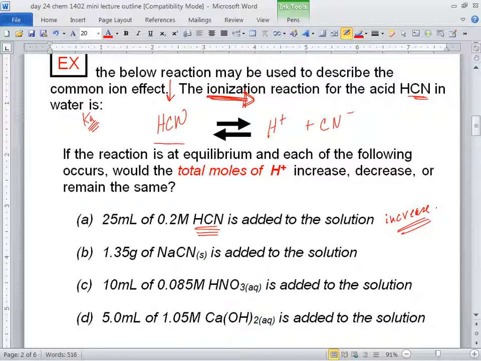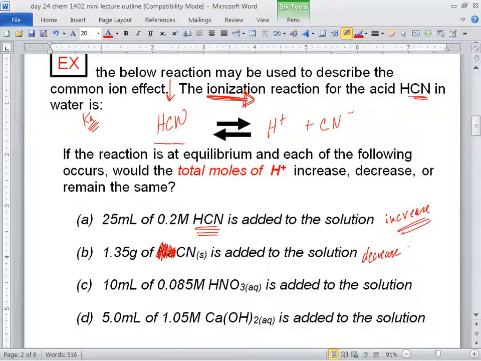Whenever you see group 1, you just ignore it. Group 1 is sodium, alkaline, right? Its sole purpose is to make solids that will dissolve 100% in water. That's their sole purpose. So you're not even supposed to look at them, honestly. You're supposed to see, oh, I just added some cyanide. Well, now I've got too much product, so it's got to shift towards reactant. So the H plus will decrease. That's the game we're playing.